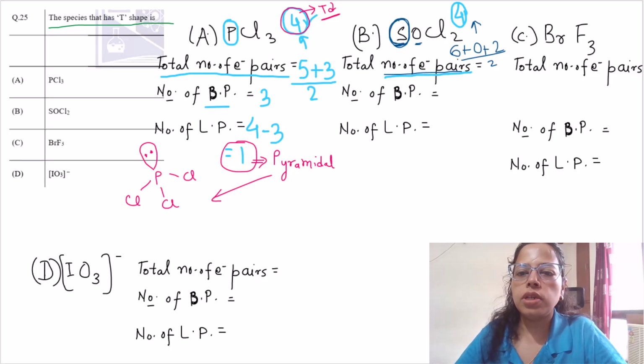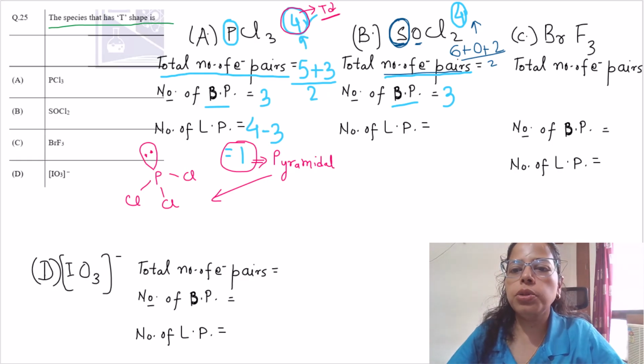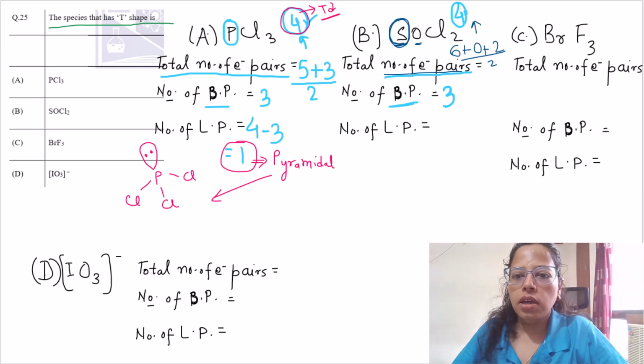How many atoms are bonded in SOCl2? So 1 oxygen atom and 2 chlorine atoms. We will consider the contribution of this oxygen because we consider the contribution of the sigma bonded oxygen. One of the bonds is a sigma bond even if the oxygen is double bonded, so we consider its contribution in the bond pairs. So total 1 oxygen and 2 chlorine atoms, so 3 bond pairs. Okay, number of lone pairs: we subtract from the total number of electron pairs, which is 4 minus 3, that is equal to 1 lone pair.